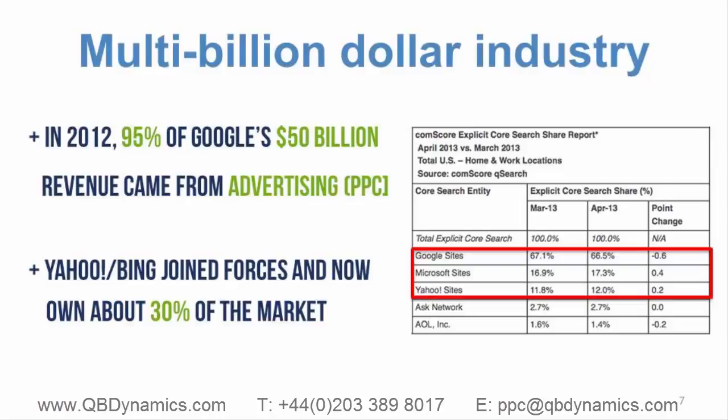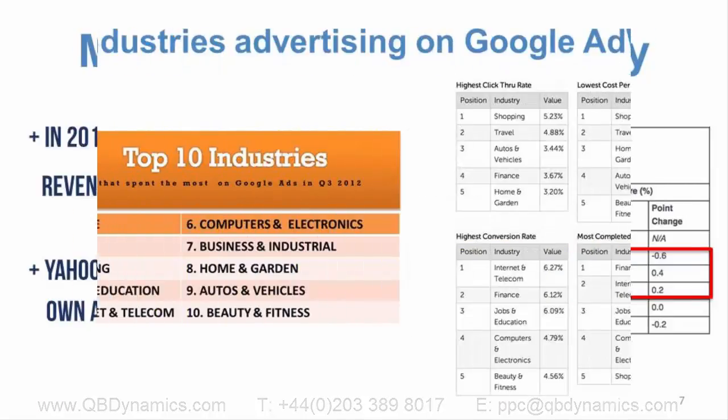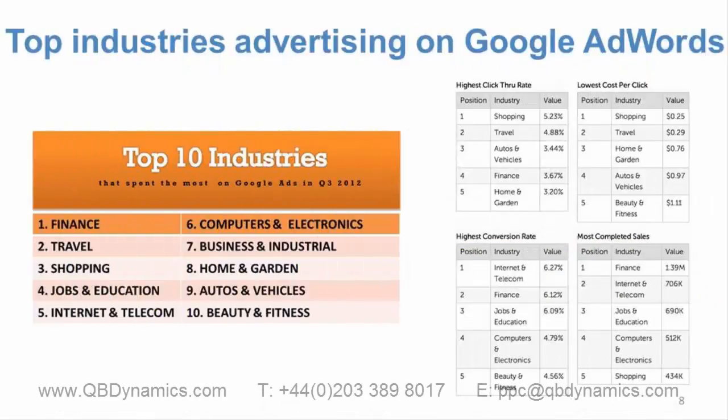And you can see here that in terms of search share, in March 2013, Google has 67.1% of the market. And if you combine Microsoft and Yahoo, they're close to 30%, although they're not quite there. It's a very, very big industry, and a very lucrative industry. It's very powerful for those search engines, and also for the businesses and advertisers that know how to take advantage of PPC advertising. Now, you can see here the top 10 industries advertising on Google AdWords.